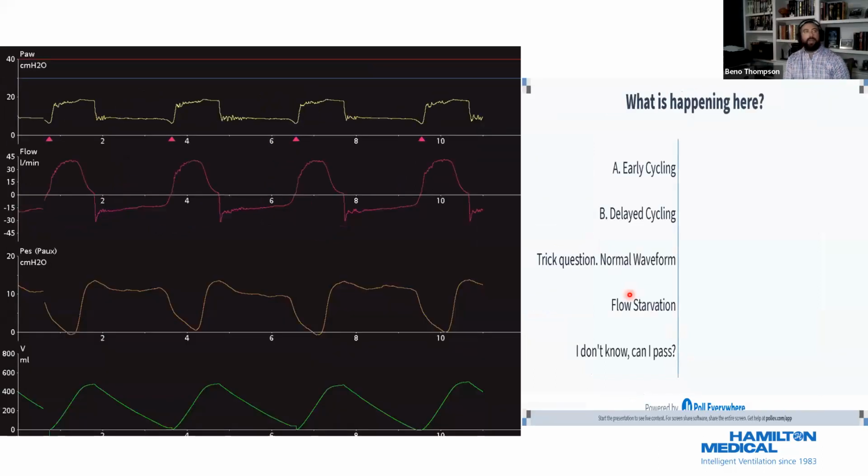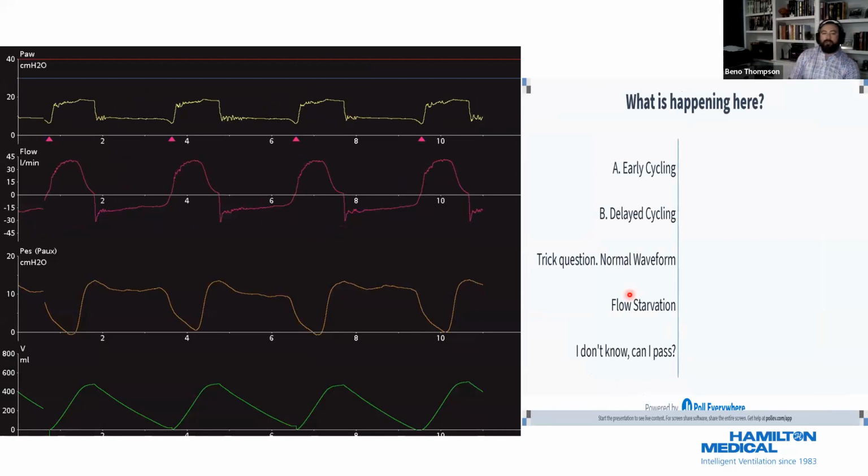If I can, there we go. All right, so what's going on here? I was even super nice to you. I gave you the pleural pressure to let you see what the patient's actually doing while the waveform is going on. So is this an early cycle? Is this a delayed cycle? Or is it a normal waveform? Maybe there's nothing wrong with this. Or you don't know. Take a pass, right?